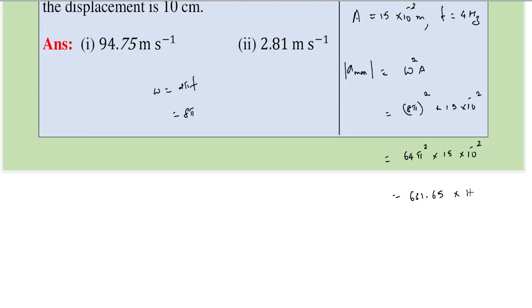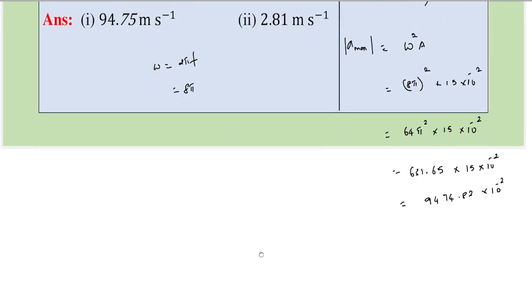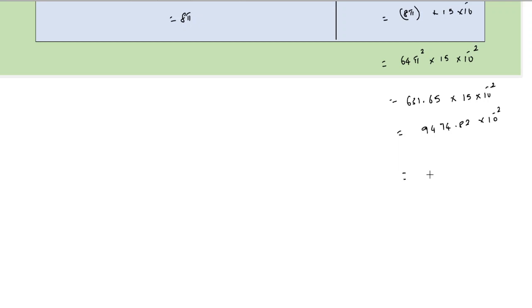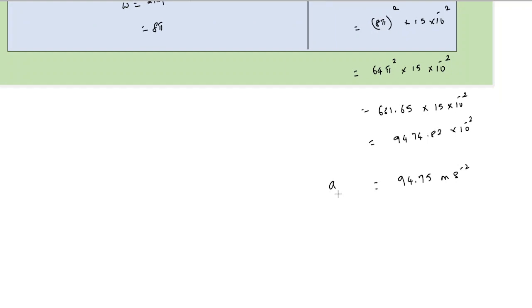31.65 into 10 into 10 power minus 2, that is equal to 9474.82 into 10 power minus 2. Please verify this and see. That is equal to 94.75 into 10 power minus 2. We have pulled out the power here. What we get is meter per second square. That is the maximum acceleration. That is the first part of the question.